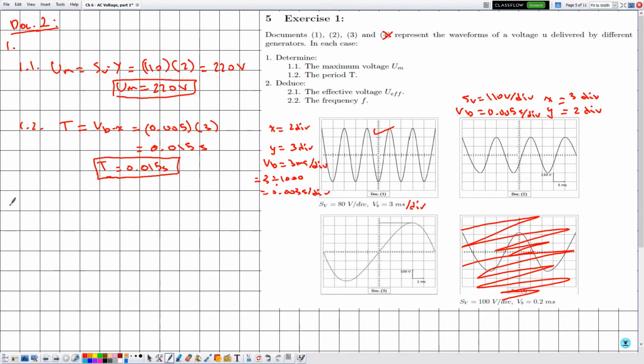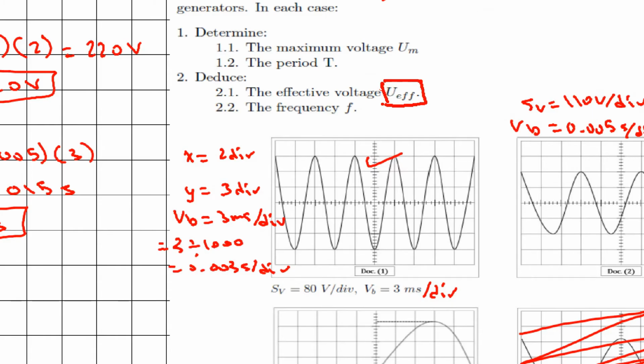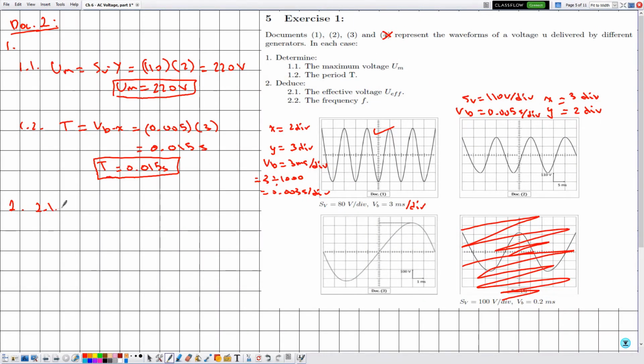Now we are ready to deduce the effective voltage, which is given by definition UM divided by radical 2. The value of UM is given by 220. And divided by radical 2, plugging this fraction on the calculator, it's given by 155.56 volts. So the effective voltage is given by 155.56 volts.